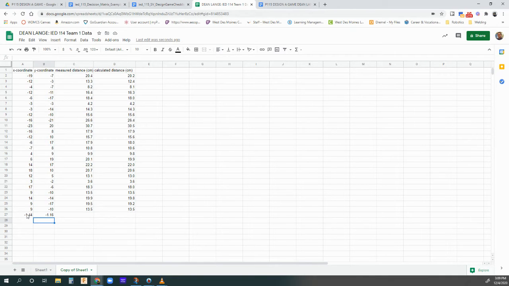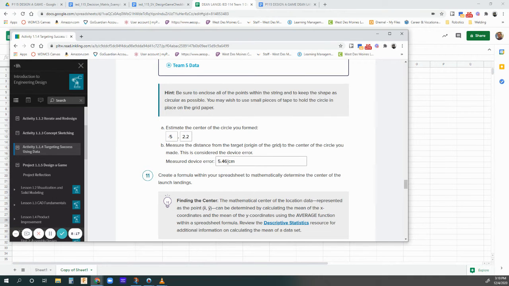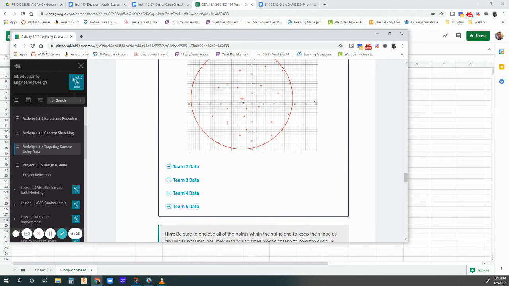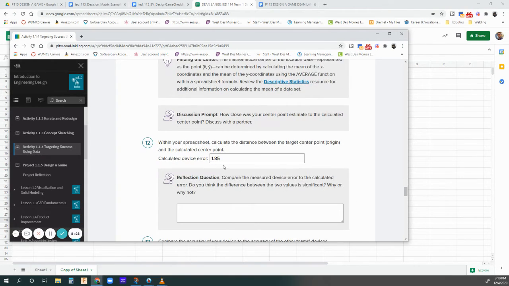where is the center really at? Or how accurate is my center? Well, that's the X and the Y, and the actual measured distance is how far I'm off. So originally, we thought we were off by about 5.5 centimeters by measuring it. And looking at the picture, we figured this was about the center of our data. Well, mathematically, I was more accurate, or my device was more accurate, because mathematically I came up to just under 2 centimeters off.